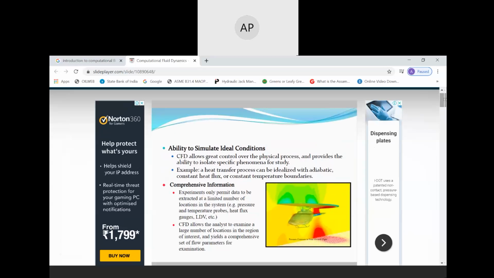Comprehensive information. Experiments only permit data to be extracted in a limited number of locations in the system: pressure, temperature, heat flux, gases, etc.